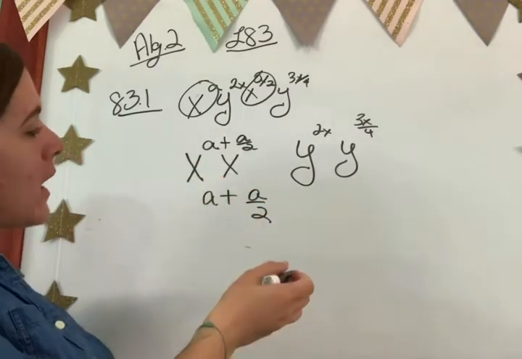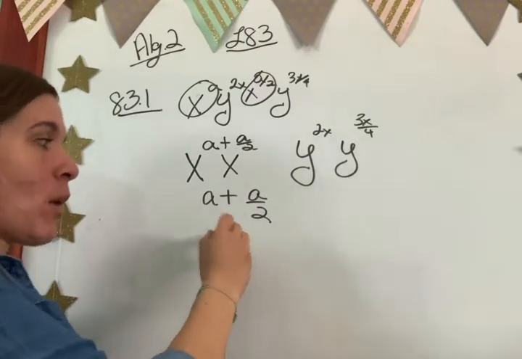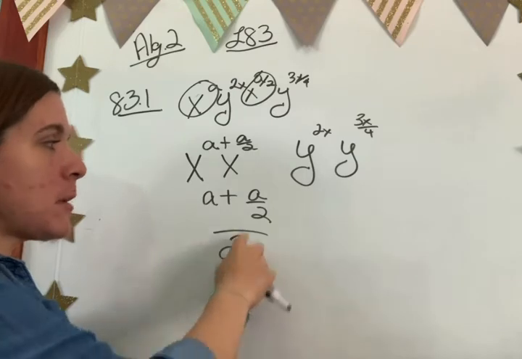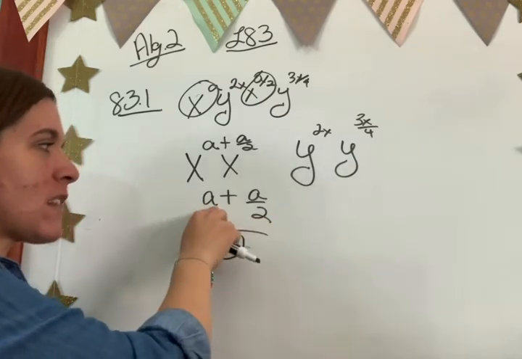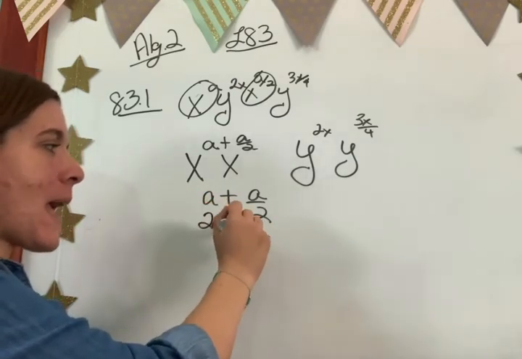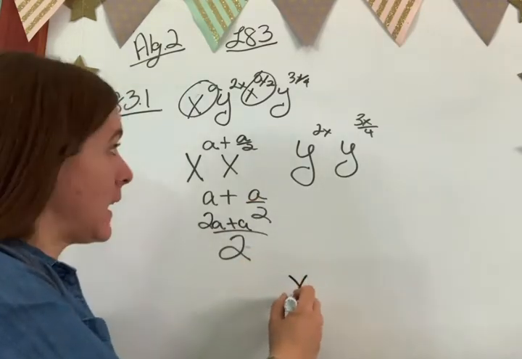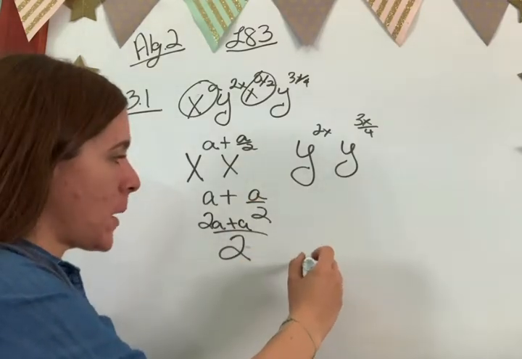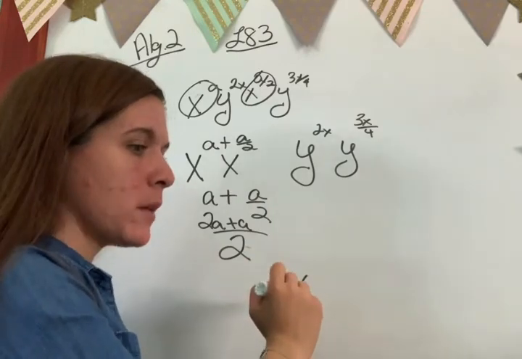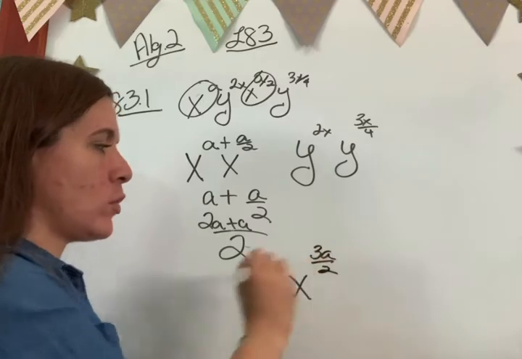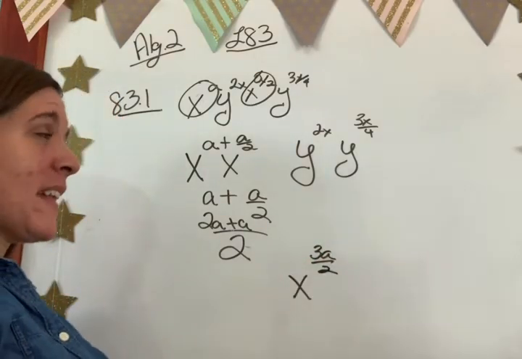In order to have a common denominator, again, I'm writing way more than I would ever write in my homework, but just to show you how. My common denominator is 2 between these two, so I put 2a plus a. So what is my answer going to be for x? 2a plus a is 3a, so 3a over 2. That's going to be your x.